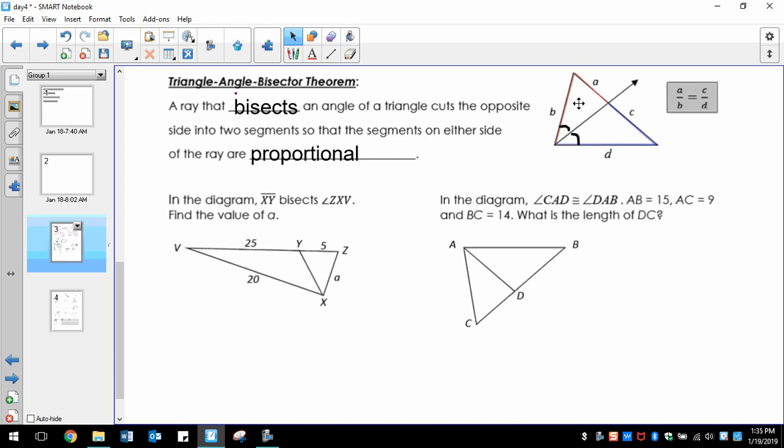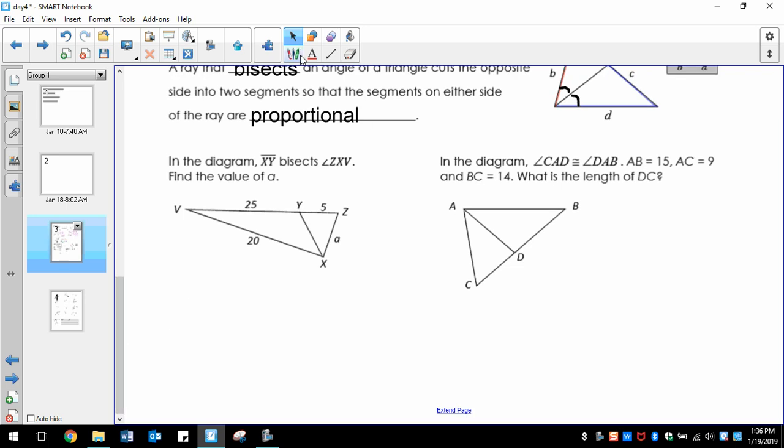Now again, you don't want to jump across the picture. You shouldn't compare this to this and that to that. You want to stay on one side of the bisector and then switch to the other when you're writing your proportion. So this example is already set up for us. In the diagram, it says that XY bisects ZXV. So there's your permission to use this rule. If you didn't know that, you couldn't do this.